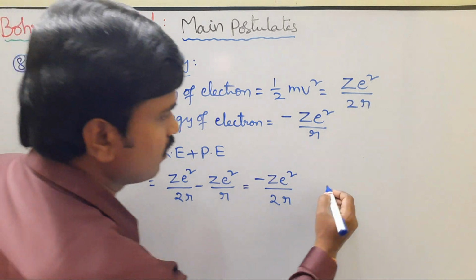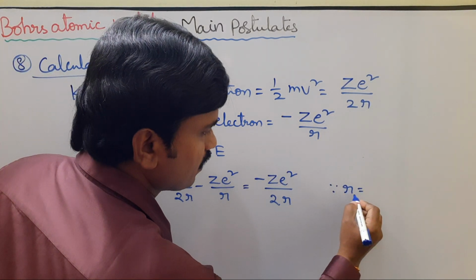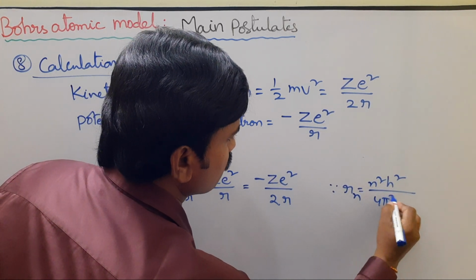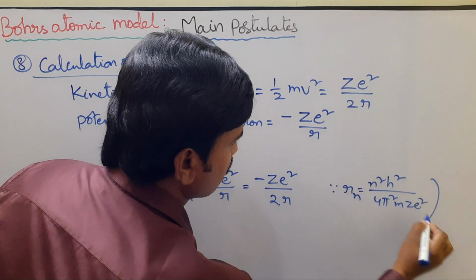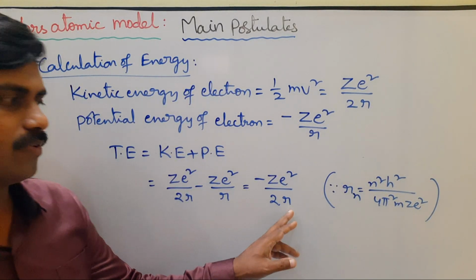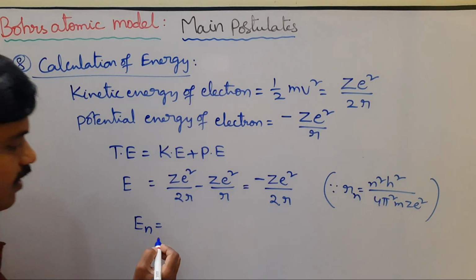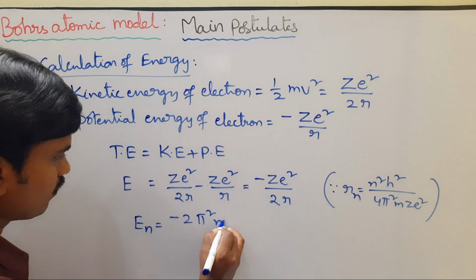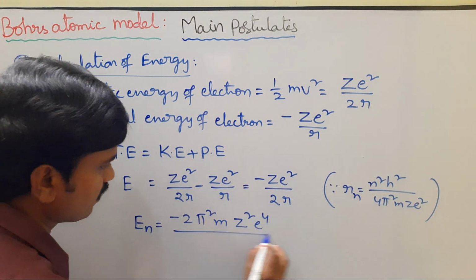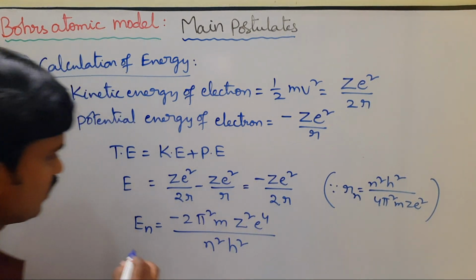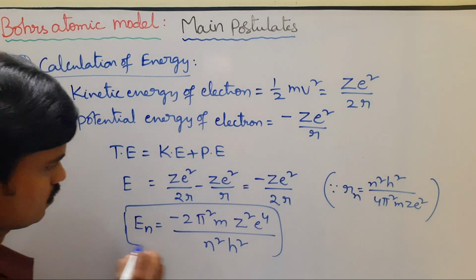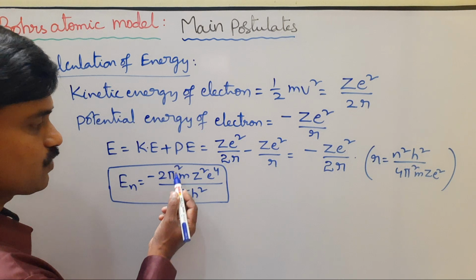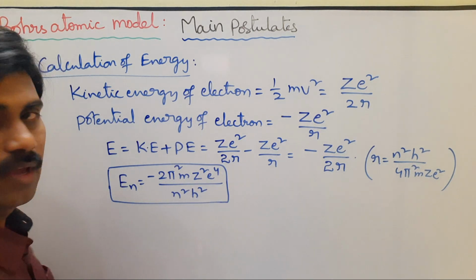Instead of r, if you substitute the radius of the nth orbit of an electron, Rn is equal to n square h square by 4 pi square m Ze square, we will get the energy of the nth orbit En is equal to minus 2 pi square m Z square e power 4 by n square h square. Energy of the nth orbit of an electron En is equal to minus 2 pi square m Z square e power 4 by n square h square.